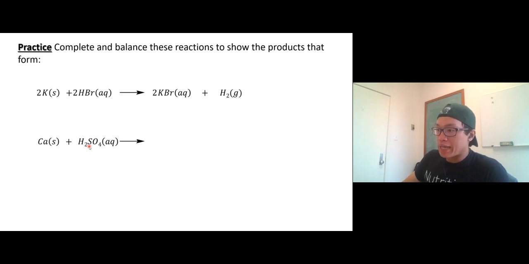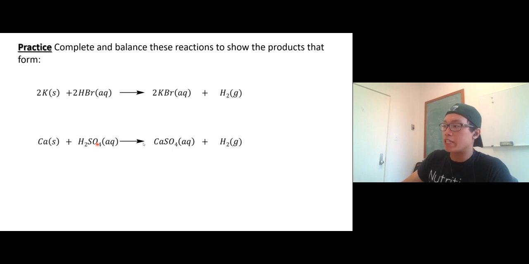Next one: calcium reacts with sulfuric acid. Calcium pairs up with sulfate, so you get calcium sulfate, and hydrogen becomes hydrogen gas. Everything's balanced out. We're good.